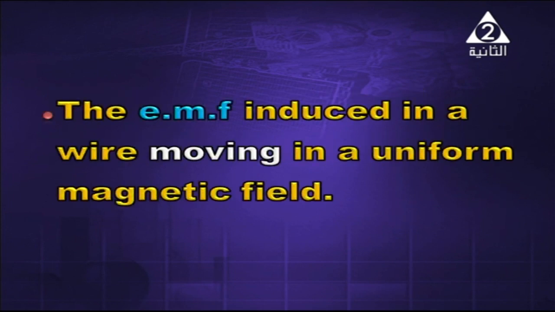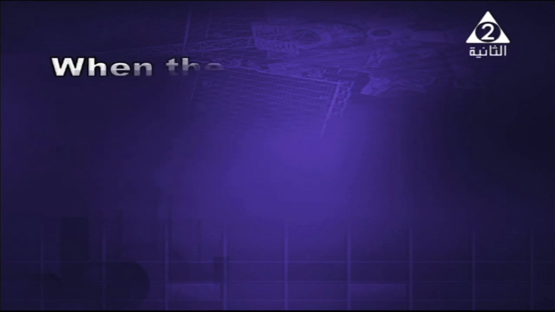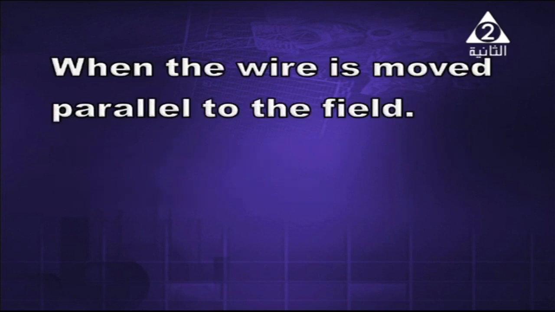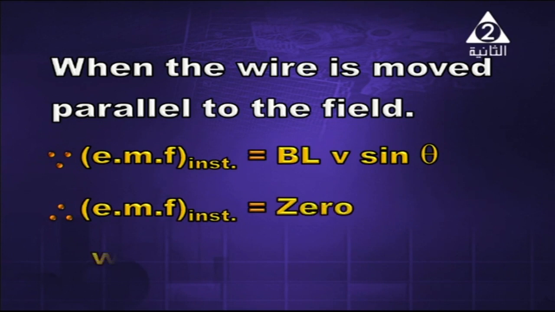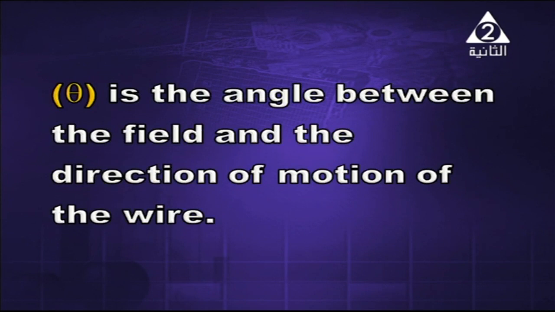When does the EMF induced in a wire moving in a uniform field equal 0? We've got a wire that moves in a field, but no EMF is induced, so it must be moved parallel to the field. EMF induced equals BLV sine theta, so the instantaneous EMF will be equal to 0 when theta equals 0, when it is moved parallel to the field. Theta is the angle between the field lines and the direction of motion of the wire.